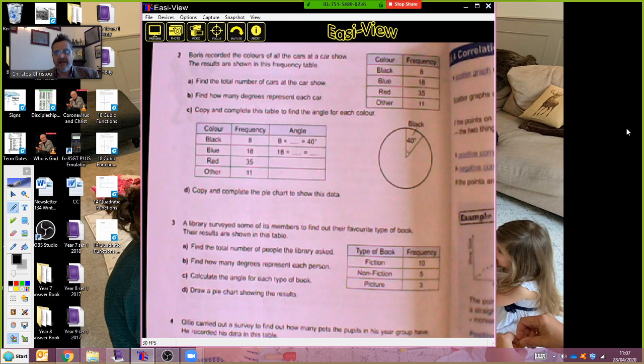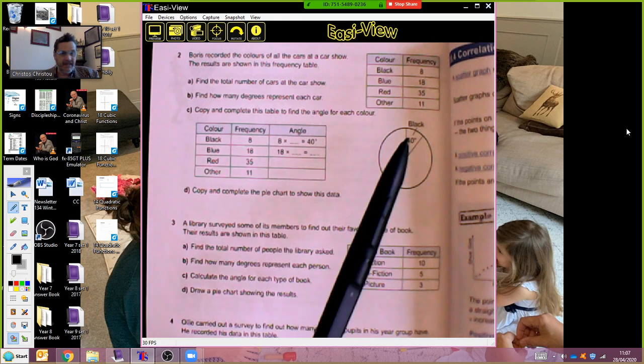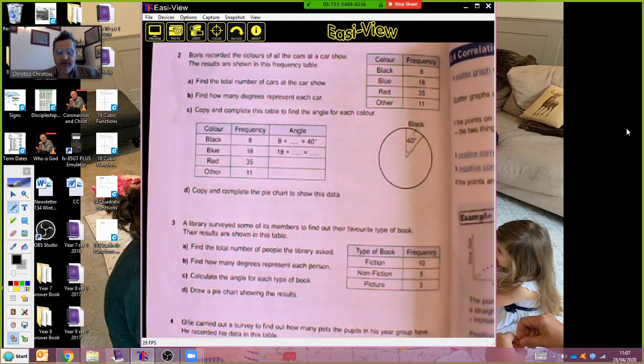Can you calculate? This is maths, and that's the little pie chart, or the beginnings of it. Please note once again, each sector is fully labelled.